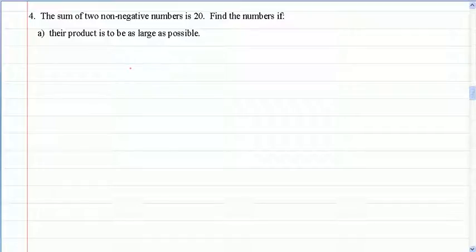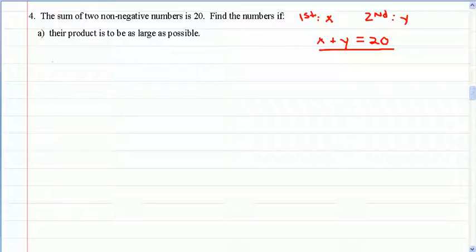For number 4, this problem has 3 parts. The sum of two non-negative numbers is 20. Find the numbers if, for part A, their product is to be as large as possible. So I will say that the first number is x, the second number is y, and if the sum of these two numbers is 20, I can write x plus y is equal to 20. So I will need this for all 3 parts.